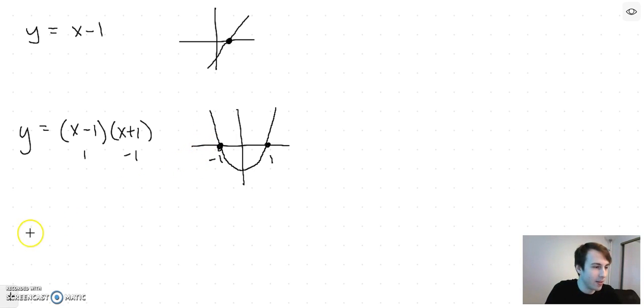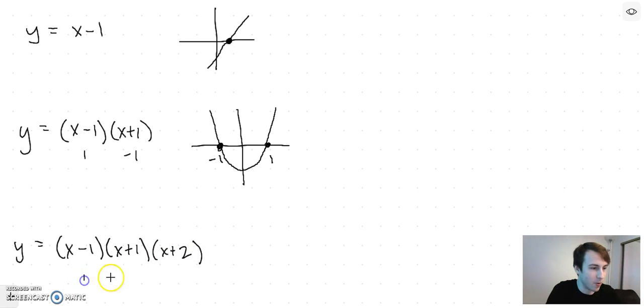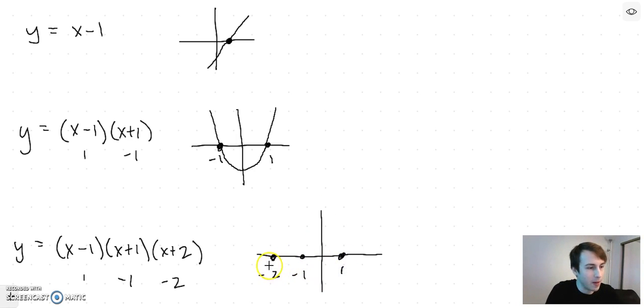Now how about y equals x minus 1, x plus 1, x plus 2. So now the zeros are 1, negative 1, and negative 2. So we'll plot those. Negative 2, negative 1, and 1. We know, again, that the x cubed is positive, so it's got to be going up this way and down this way. So it's got to be going like this.